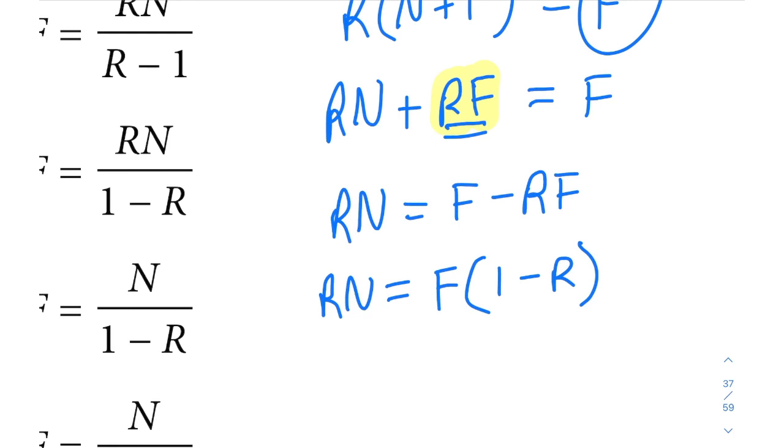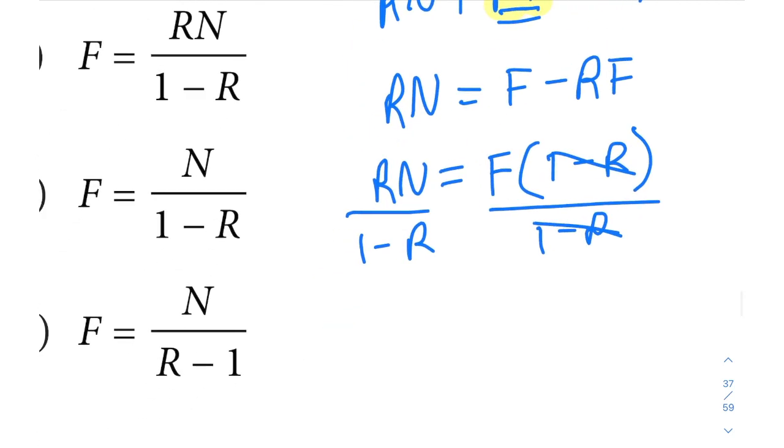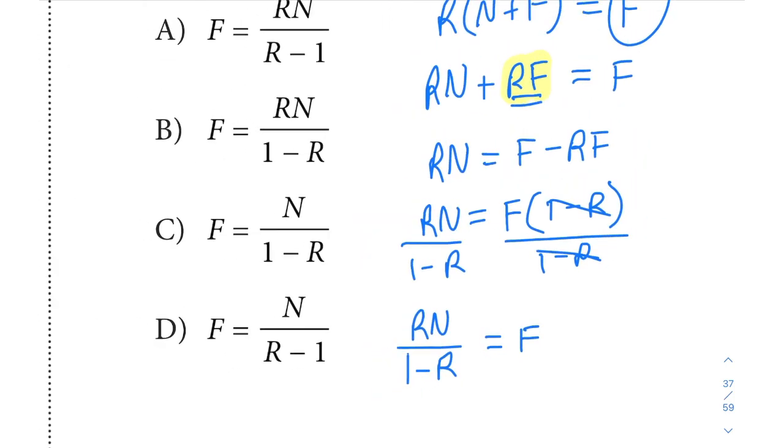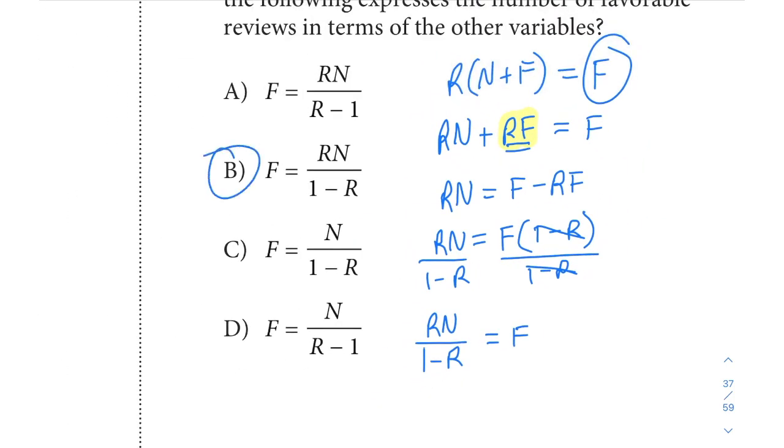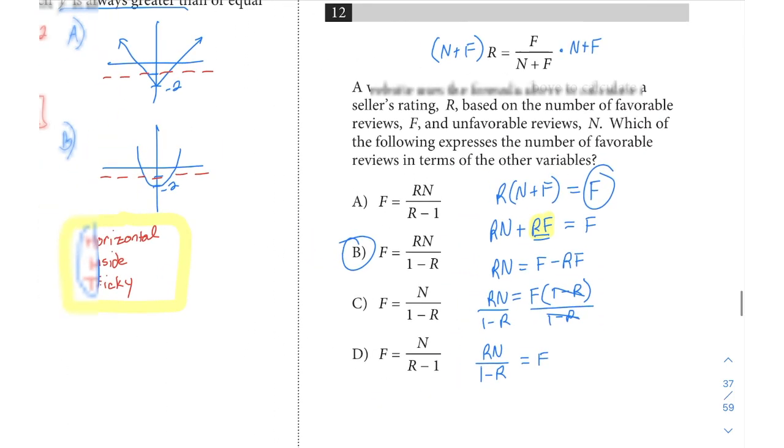So we can divide both sides by 1 minus R to get F completely by itself. And we are left with F equals RN over 1 minus R. And that matches answer choice B on this question.